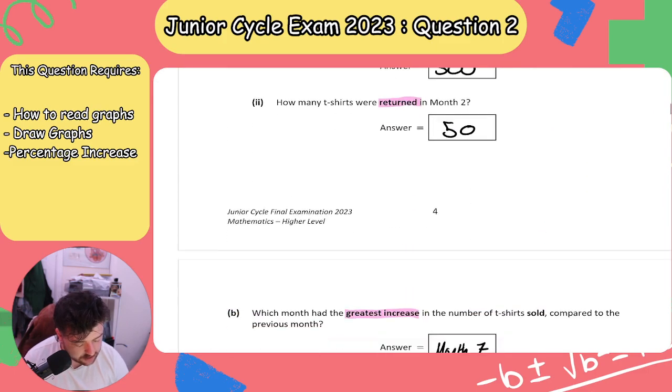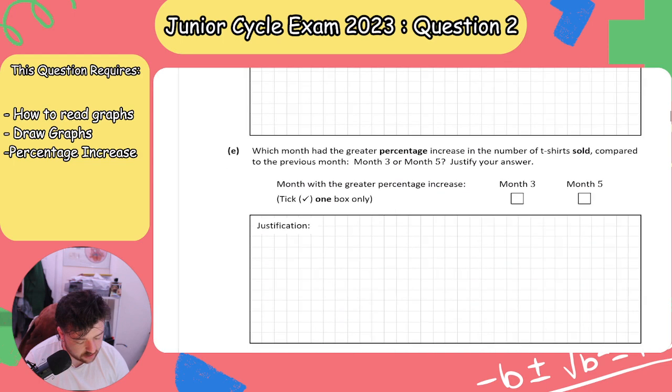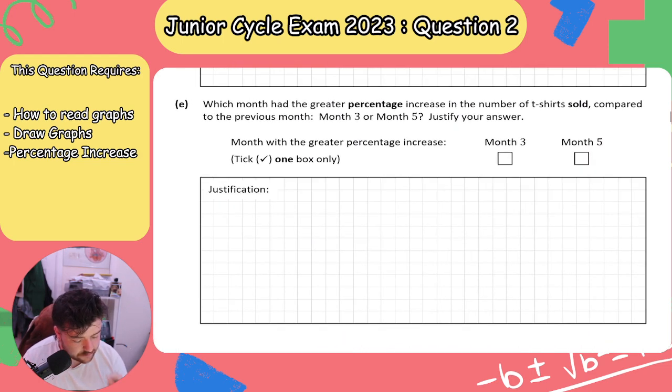So we need to work out the percentage increase, which has the greatest percentage increase. So even though they went up the same amount, they didn't have the same percentage increase, right? They just went up 50 shirts each, but 50 shirts as a percentage of 300 is way different than 50 shirts as a percentage of 400. So we have to be careful of that. So percentage increase.